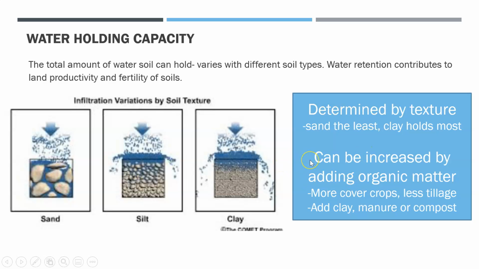So you can change your water holding capacity by adding organic matter. So we can add cover crops. This would be, instead of allowing the soil to be bare, we add a crop on top. You can use less tillage, so instead of digging in the ground and mixing up our soil, you can add clay. So we can increase our water holding capacity by adding more clay, or manure or compost. So you may have added compost to your own garden.